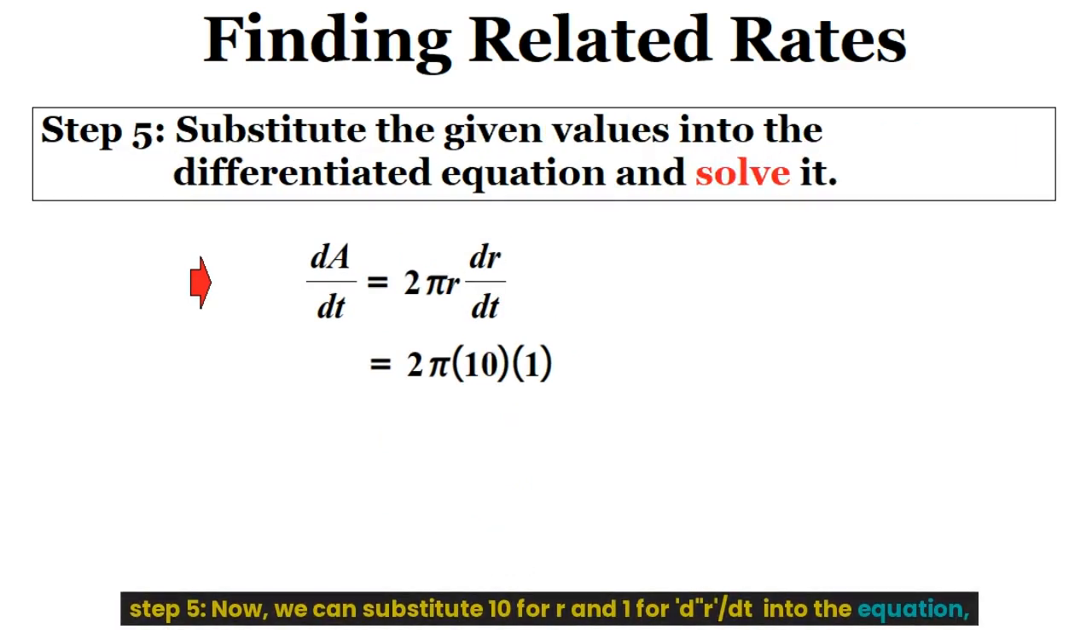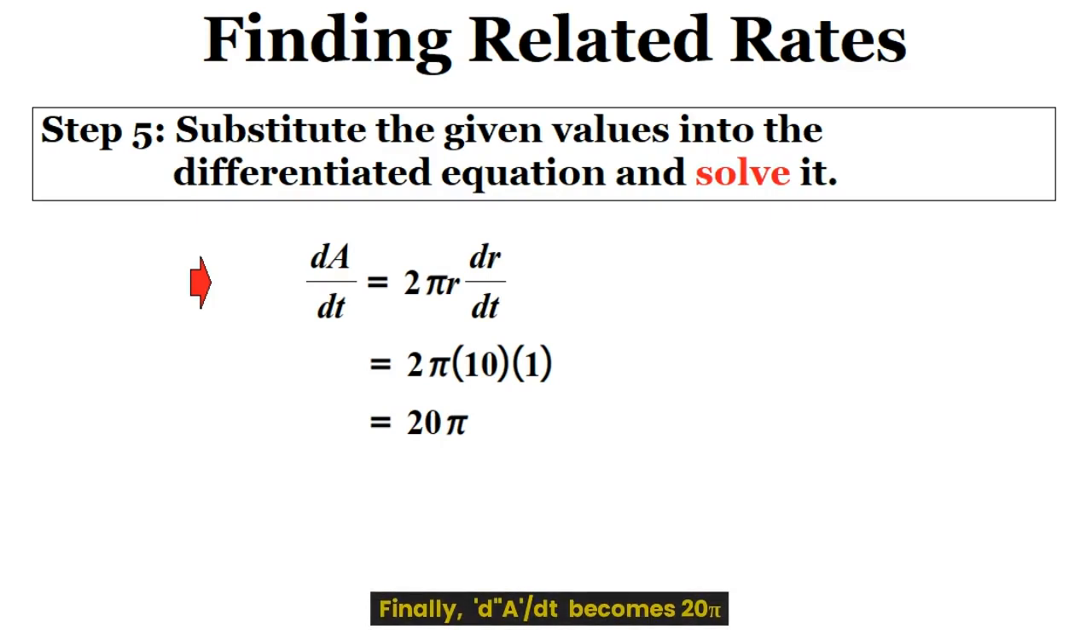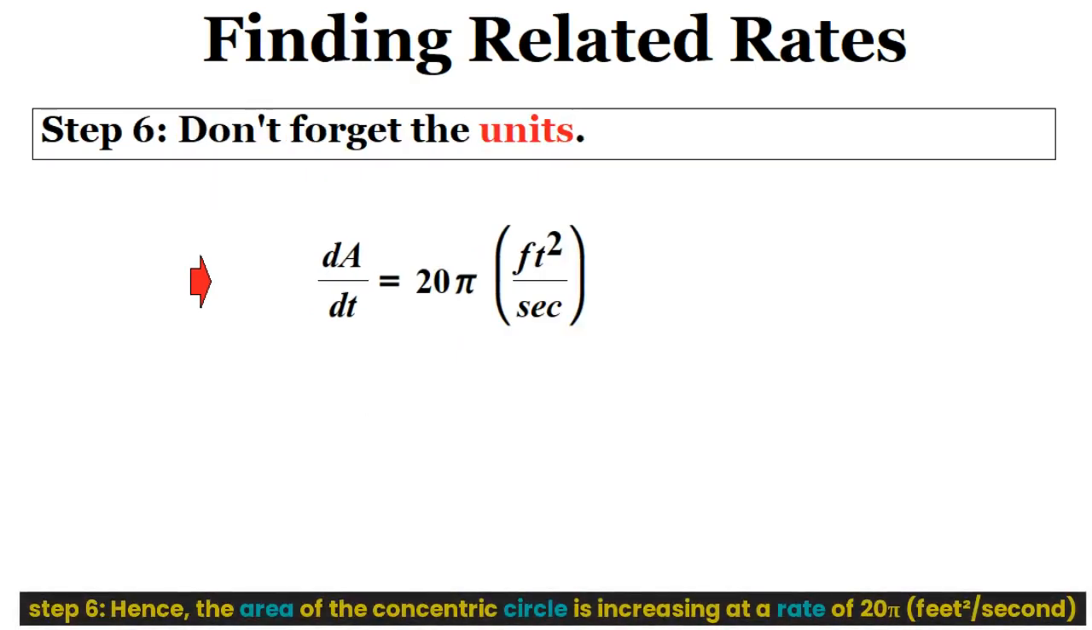Step 5. Now, we can substitute 10 for r and 1 for dr/dt into the equation. Finally, dA/dt becomes 20 pi. Step 6. Hence, the area of the concentric circle is increasing at a rate of 20 pi feet squared per second.